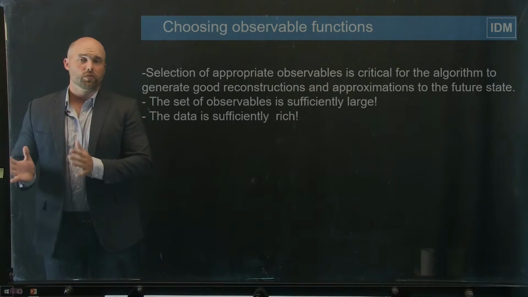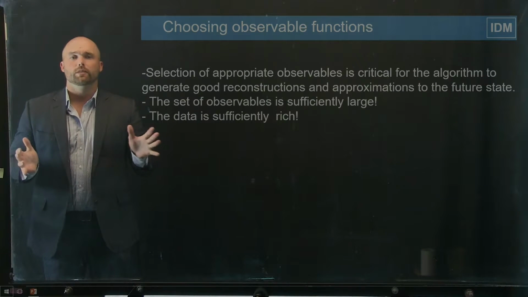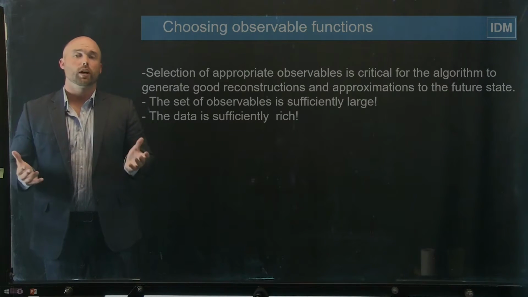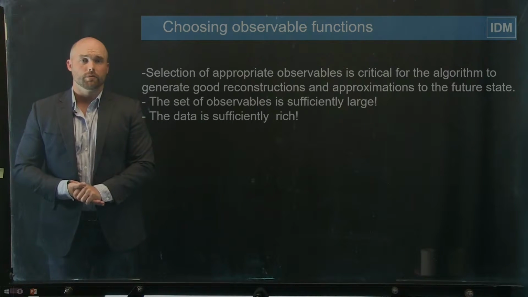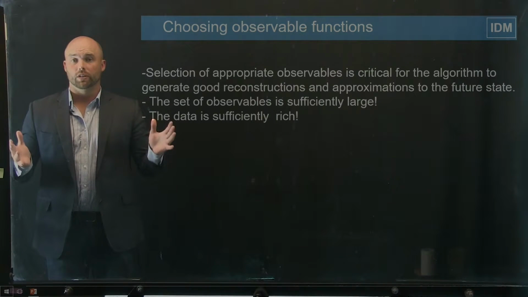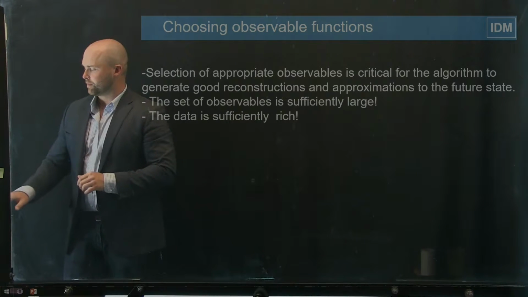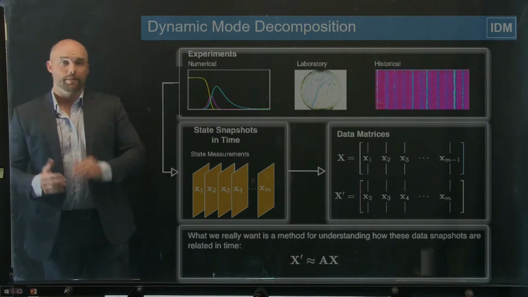So one conclusion from the first part of looking at this Koopman operator theory is that the selection of these appropriate observables is critical to get good reconstructions and approximations of that finite nonlinear system. Or you can just make sure that the set of observables is sufficiently large, or you just have a ton of data to look at these things. But typically what people do is called dynamic mode decomposition.